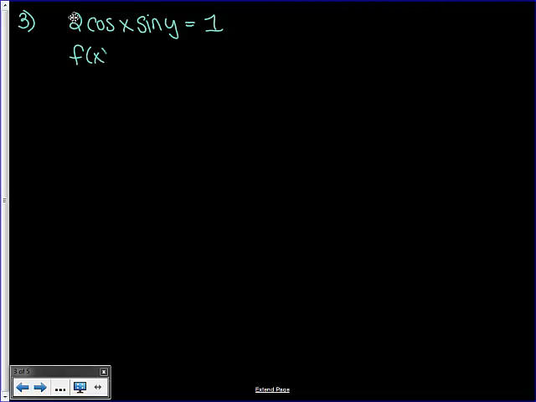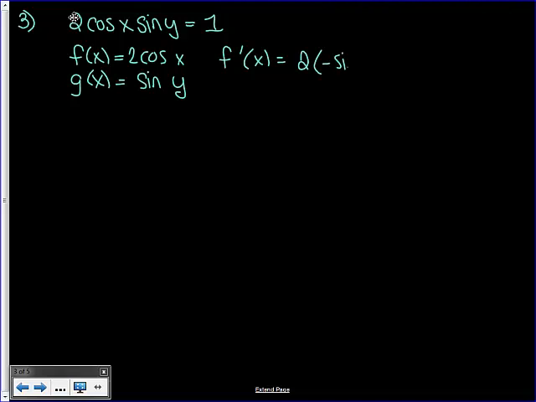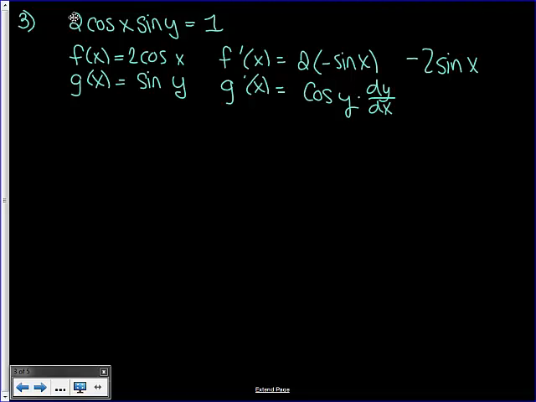f of x is 2 cosine x. g of x is sine of y. So f prime of x is 2 negative sine x, or just negative 2 sine x. And g prime of x is just cosine y. Oh, but I took the derivative of something with y in it. So I'm going to multiply it by dy/dx. Now let's put it all together.